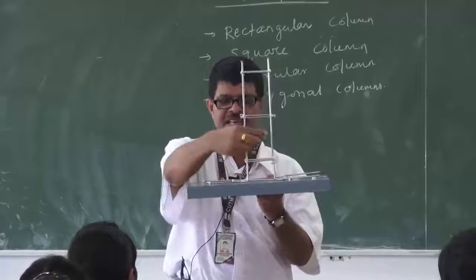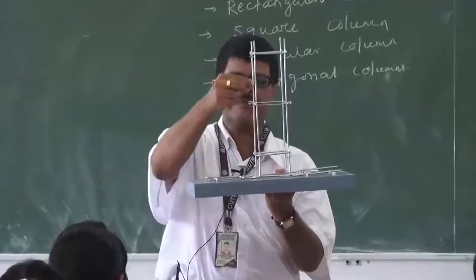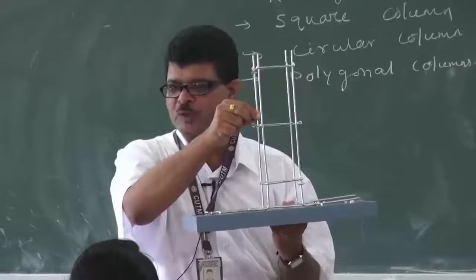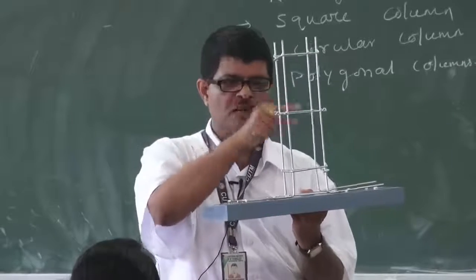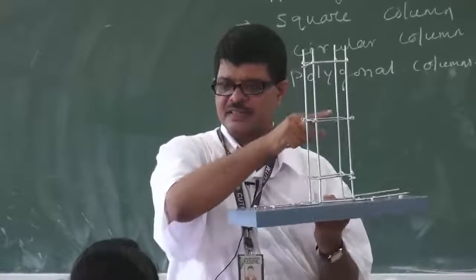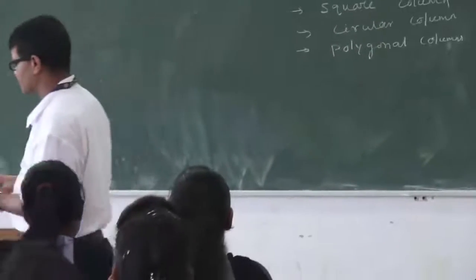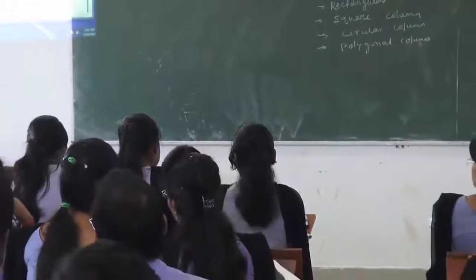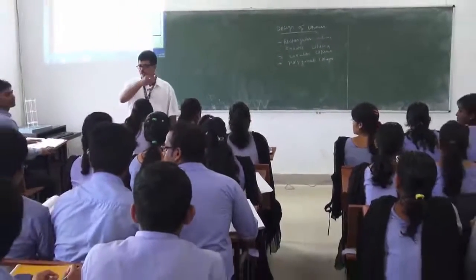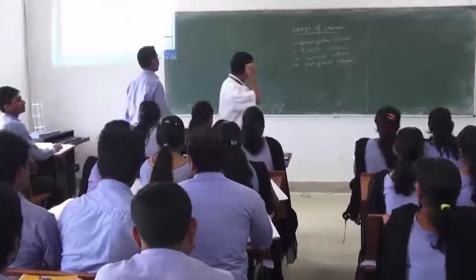Then this is a square column, and these are the main reinforcements, or longitudinal reinforcement, and to keep these in position we have provided ties. These are called lateral ties. So anybody can draw its sectional plan and elevation. Anybody can draw? Come to the blackboard. Draw the section and elevation of the column.